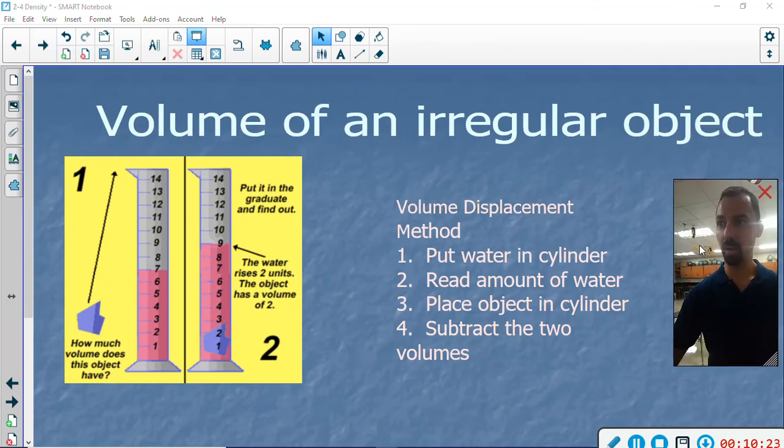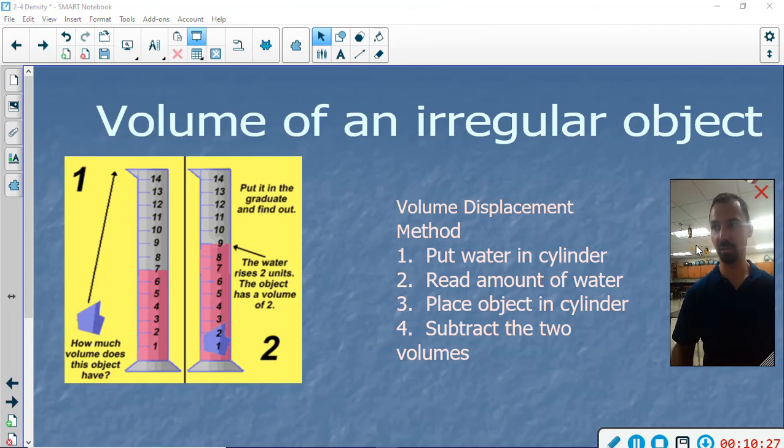Okay, for irregular objects, there's no easy way to multiply length times width times height on them. So instead, we use something called the volume displacement method. We take a graduated cylinder and fill it up with a certain amount of water. They chose 7 milliliters here. Drop your object in, like a rock, and see how much it goes up by. It went up by 2 milliliters, so that's the volume of the object, because 9 minus 7 gives you 2.